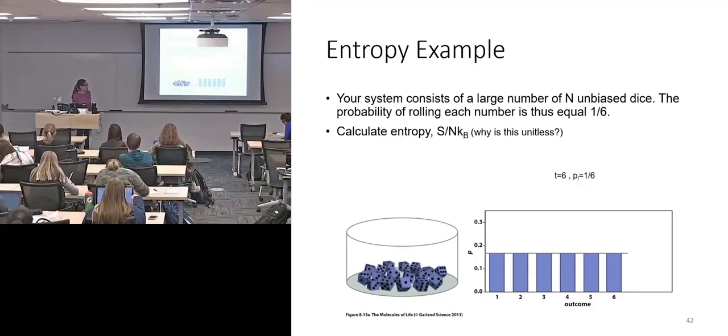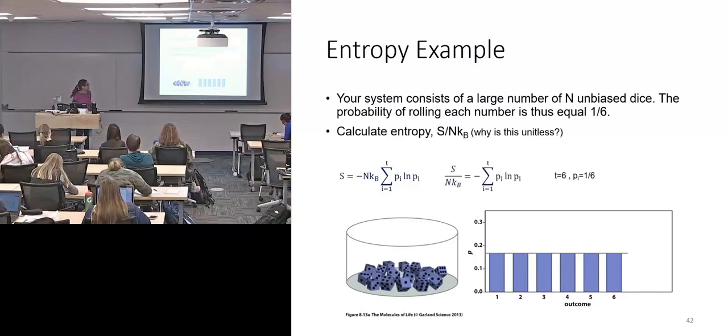P sub i, we have 6 categories. Each one is 1/6. I've asked you only to calculate this piece here. So what you would essentially be calculating here is 1/6 times the natural log of 1/6 plus 1/6 times the natural log of 1/6 plus 1/6 times the natural log of 1/6, all the way down, okay? I'd like to write it out, but again, in the interest of time, we'll just go through it quickly.